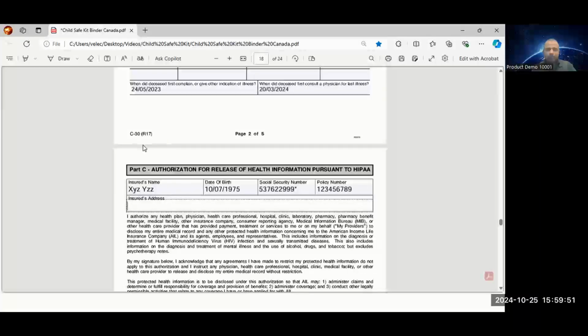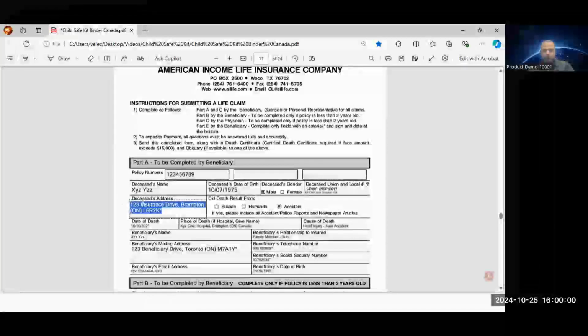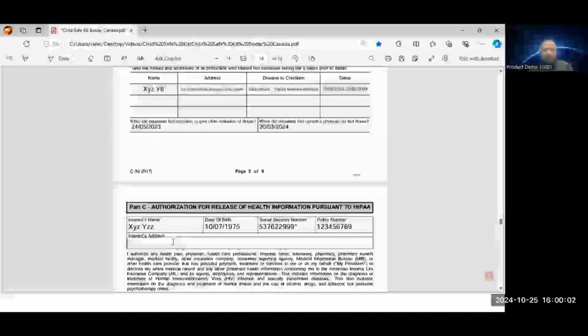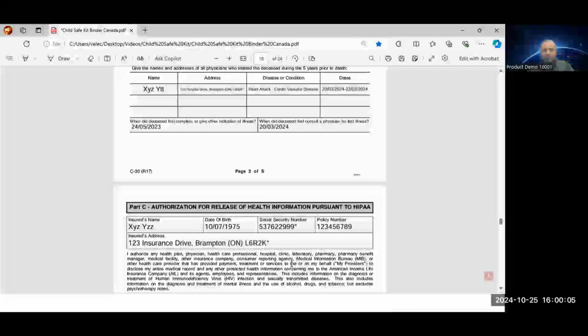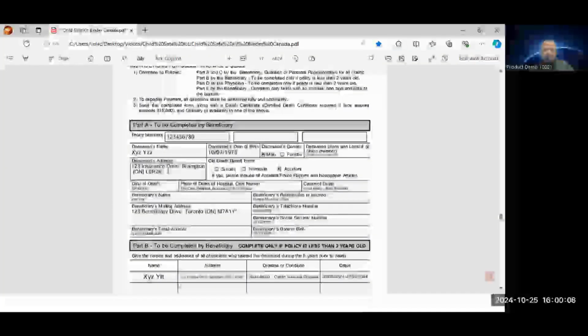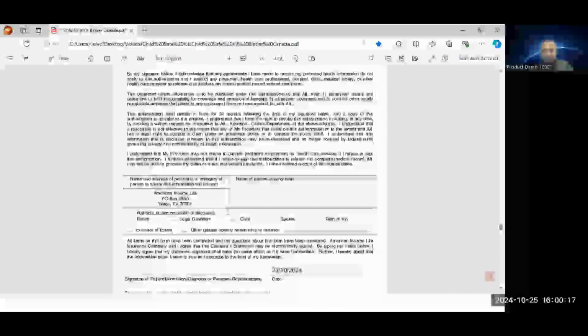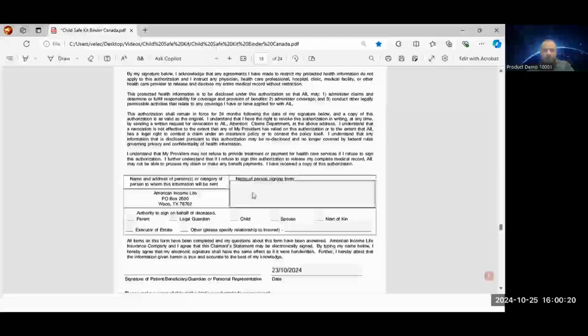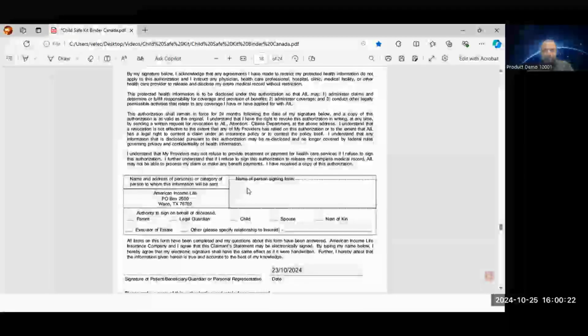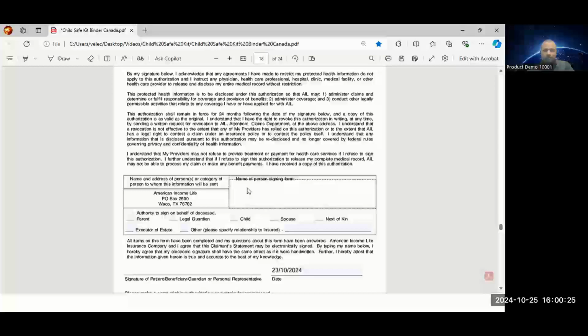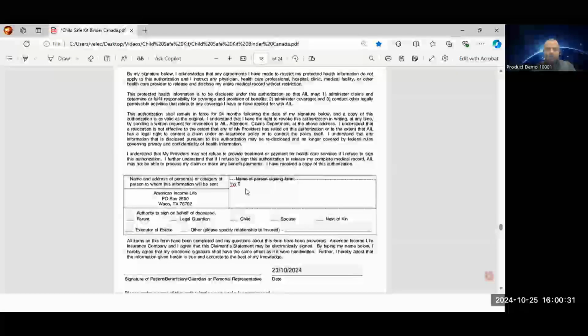Let's say this address is 123 Insurance Drive. Make sure it matches the address in Part A. Apart from that, you will also need the name of the person who signs the form, whether the beneficiary, trustee, or any other legal representative. So let's say this is YYYTXZ.